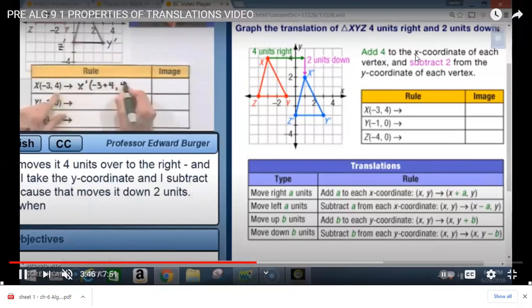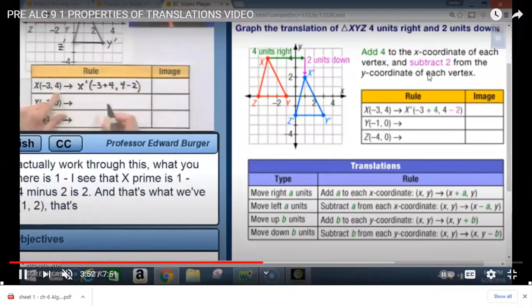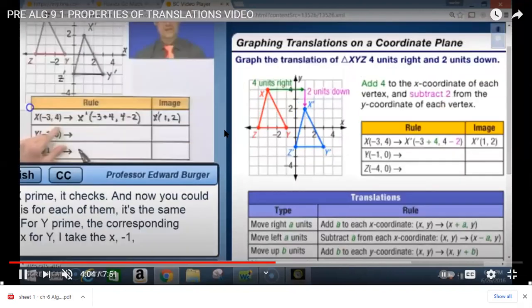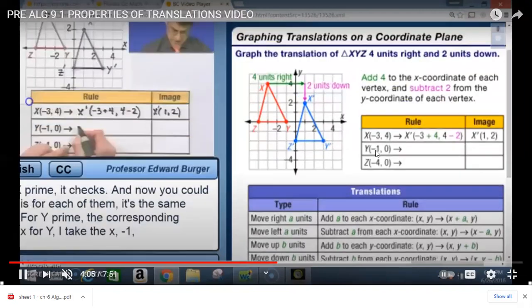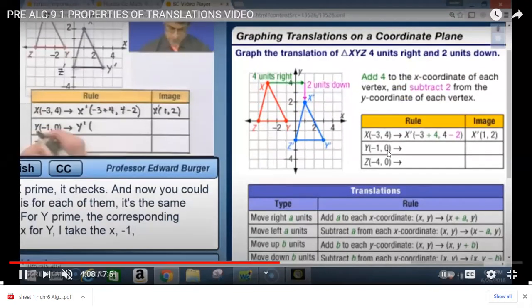Then add 4 to the X coordinates of each vertex and subtract 2 from the Y coordinates for each vertex, which means it will be -3 plus 4. And then 4 minus 2. Next, so the answer will be X prime equals 1 and 2. Next, we have Y -1 and 0. And we will do the same to find the image.